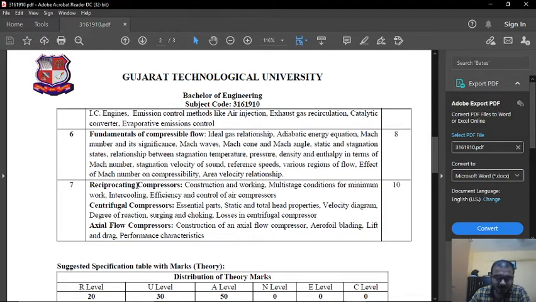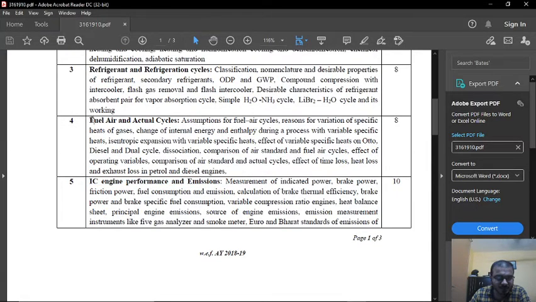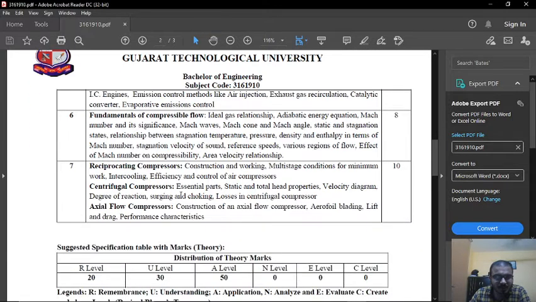So we are into the last topic of turbo machinery part. We are still left with IC engine performance and emission, and we will be covering few important topics of fuel, air and actual cycles. So here in axial flow compressors, we will be primarily focusing on construction, airfoil bleeding, lift and drag, and performance characteristics. So, without waiting much, let's begin our topic.